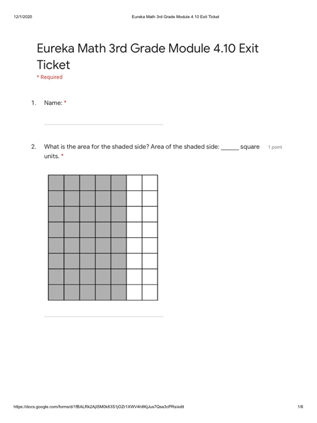This is Eureka Math, 3rd grade, Module 4, Lesson 10, Exit Ticket. Our first problem says, what is the area for the shaded side? The area of the shaded side is blank square units.